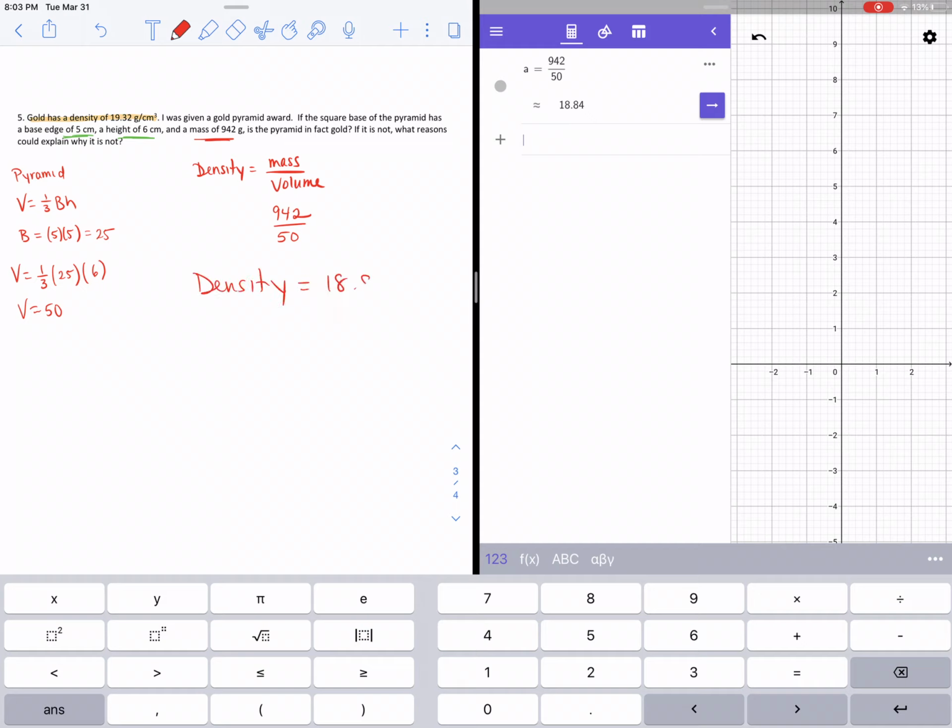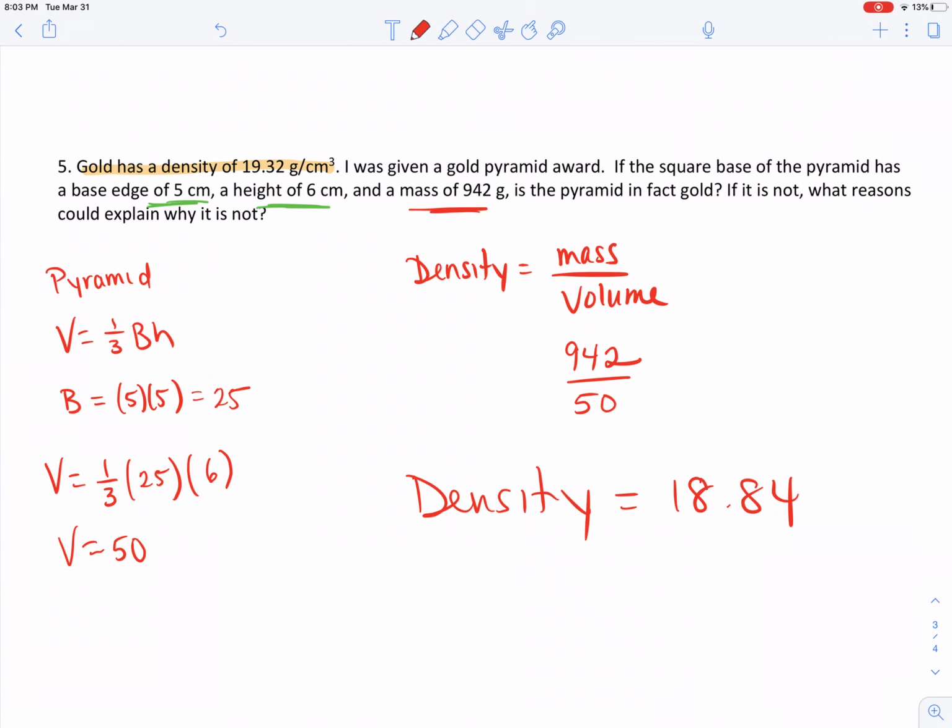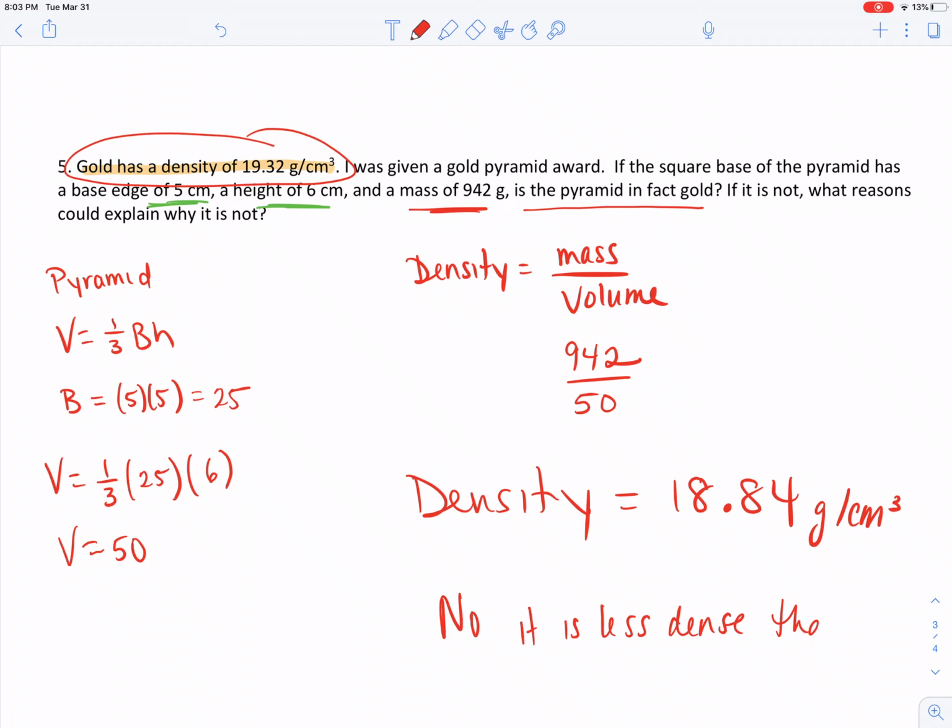And I get that the density is equal to 18.84. Well, if my award is only 18.84 grams per centimeter cubed, and gold actually has a density of 19.32, the answer to my question, is the pyramid in fact gold? No, it is less dense than real gold. So what could be a reason for this? I got duped. They gave me a fake gold pyramid award. All right, now you try the problem set.